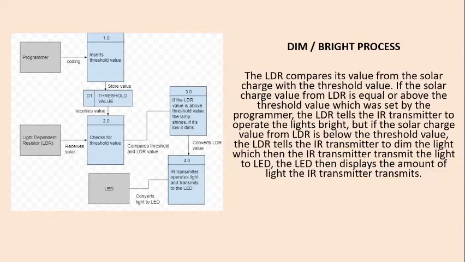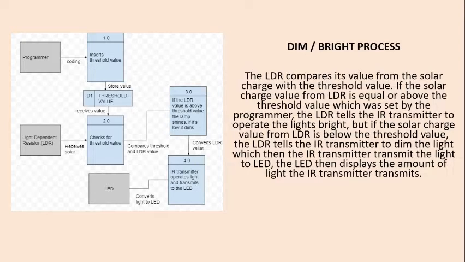Okay, the next process I found is the dim and bright process. The LDR compares its value from the solar charge, which comes from the sunlight, with the threshold value. If the solar charge value from the LDR is equal to or above the threshold value, which was set by the programmer, the LDR tells the IR transmitter to operate the lights brighter.